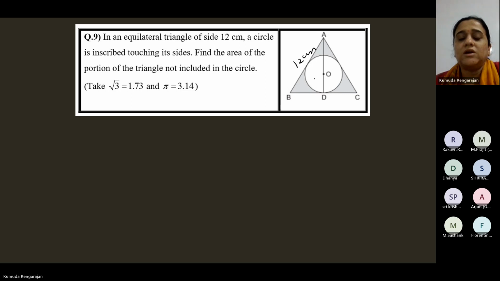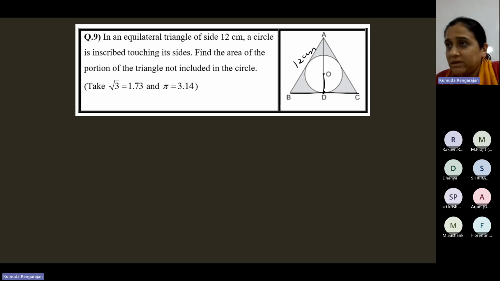So here, to find the radius of the circle, we use trigonometry. Now, recall that in circles, we have learned that the radius and the tangent at the point of contact are perpendicular to each other. Okay, so here OD is the radius, BC is the tangent. The point of contact is D. So we say that the sides of the equilateral triangle are tangential to the circle.